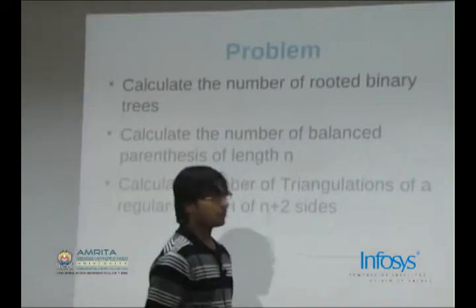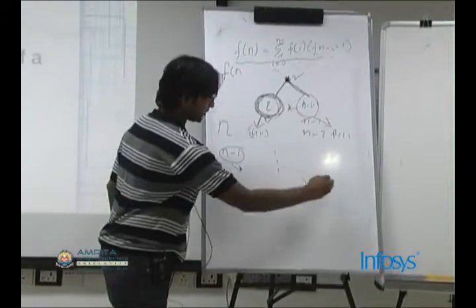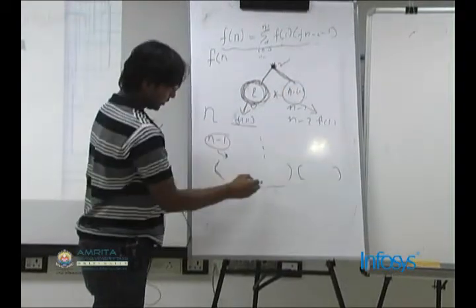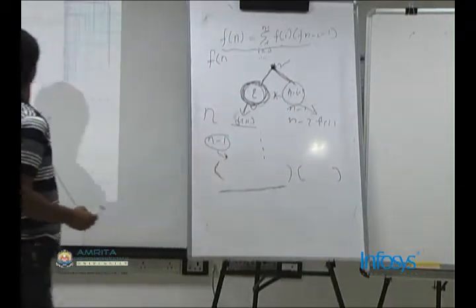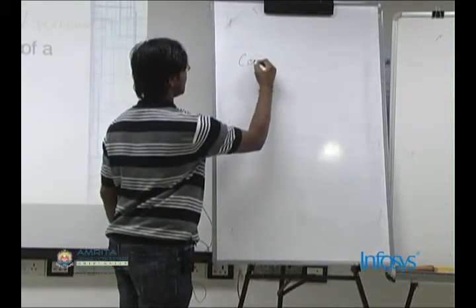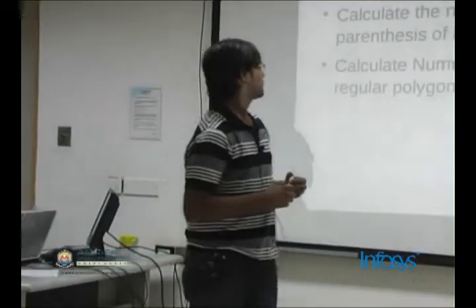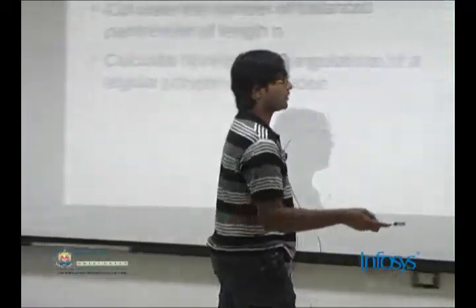Similarly, the problem of balanced parentheses can be reduced into this, because again you can distribute it like you have distributed i vertices and n minus i minus 1 vertices; you can distribute i parentheses and n minus i minus 1 parentheses likewise. The solution to the recurrence is the Catalan number, that is 2nCn upon n plus 1. The derivation is left for you as an exercise. It can be done using a generating function. There are several other ways to prove this particular number.